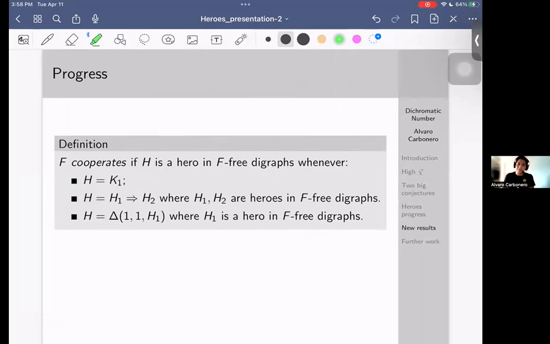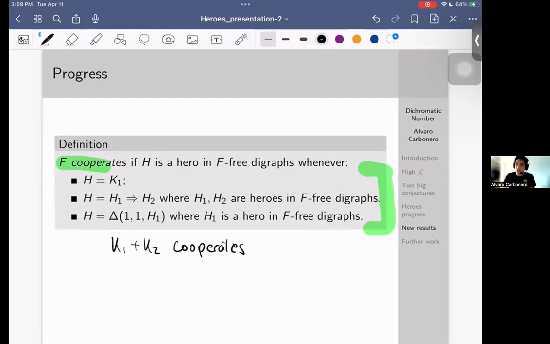We're going to define this. F cooperates if we can use these tools to construct bigger heroes. And again, this is the same construction that we saw in the case of complete multipartite digraphs. What that paper proved is that K1 plus K2 cooperates. So now, to not have to repeat this construction a bunch of times, we gave it a name. If these construction rules work, we say that the graph cooperates.